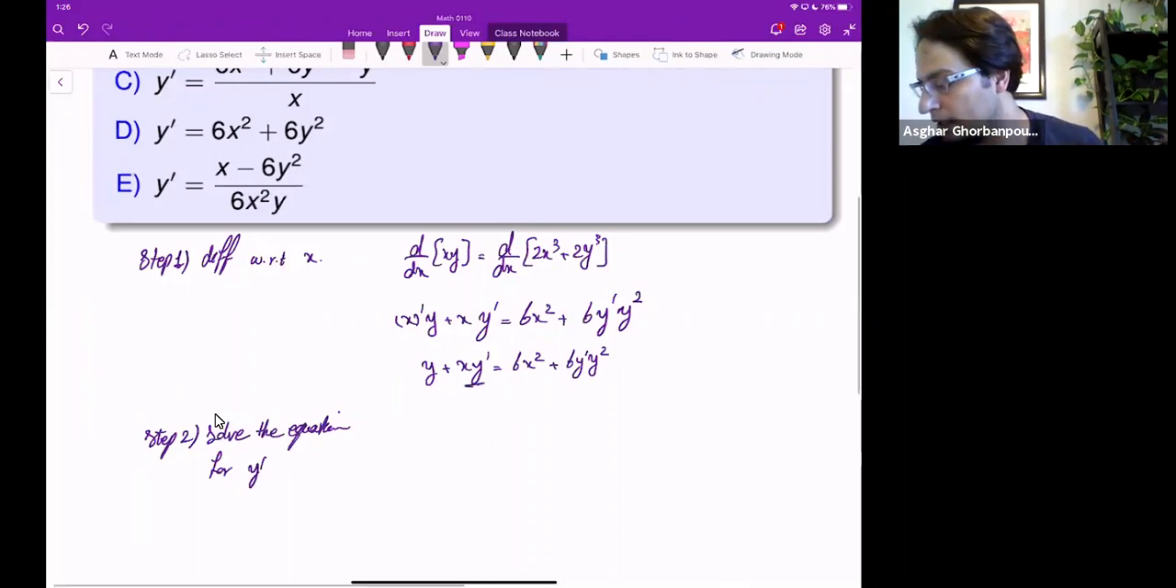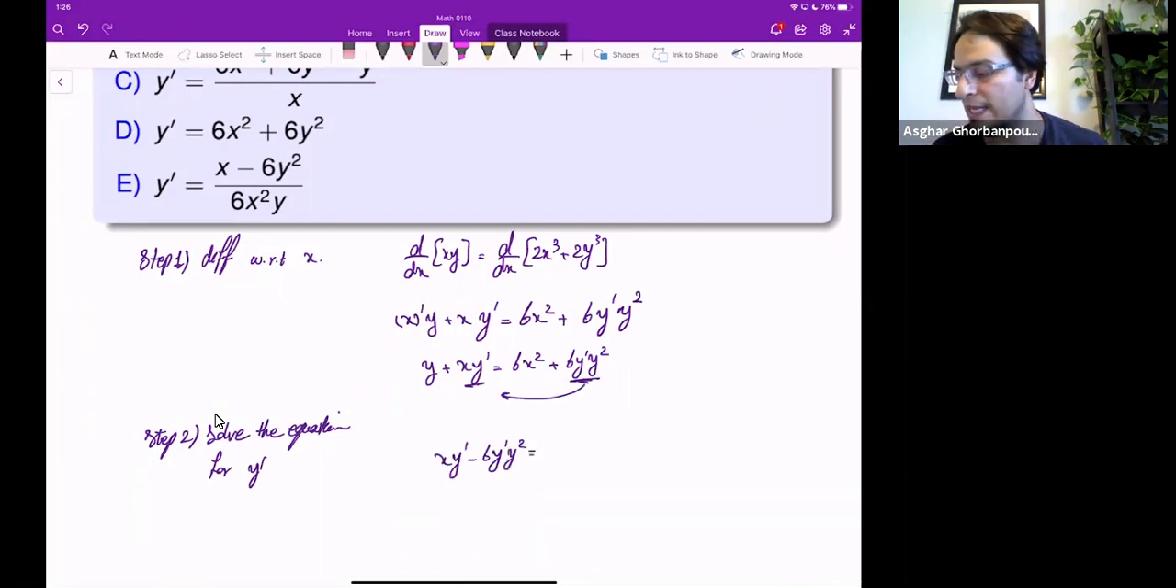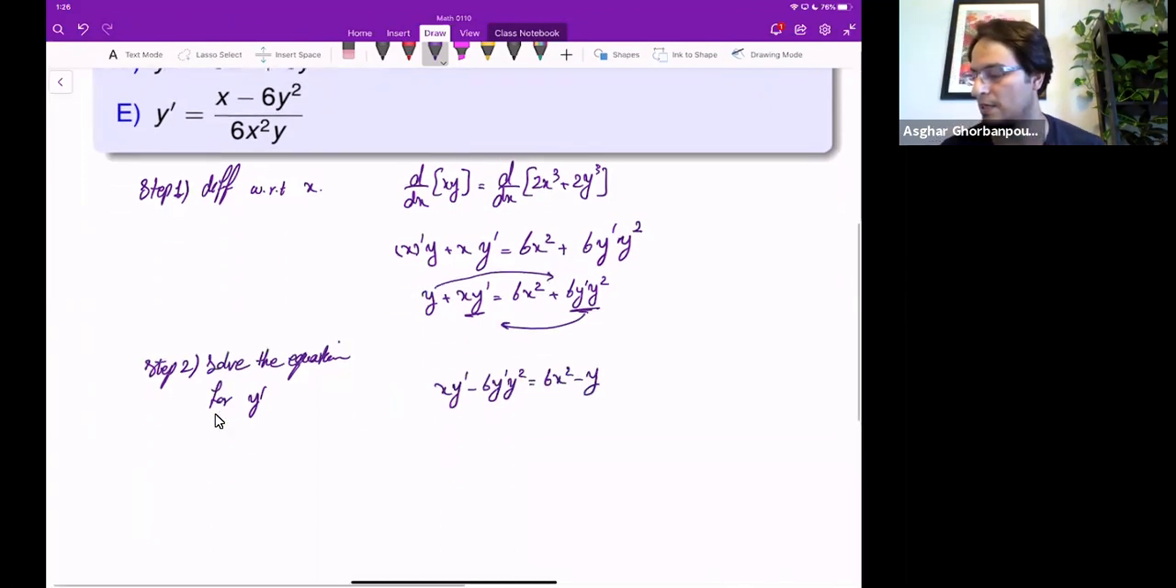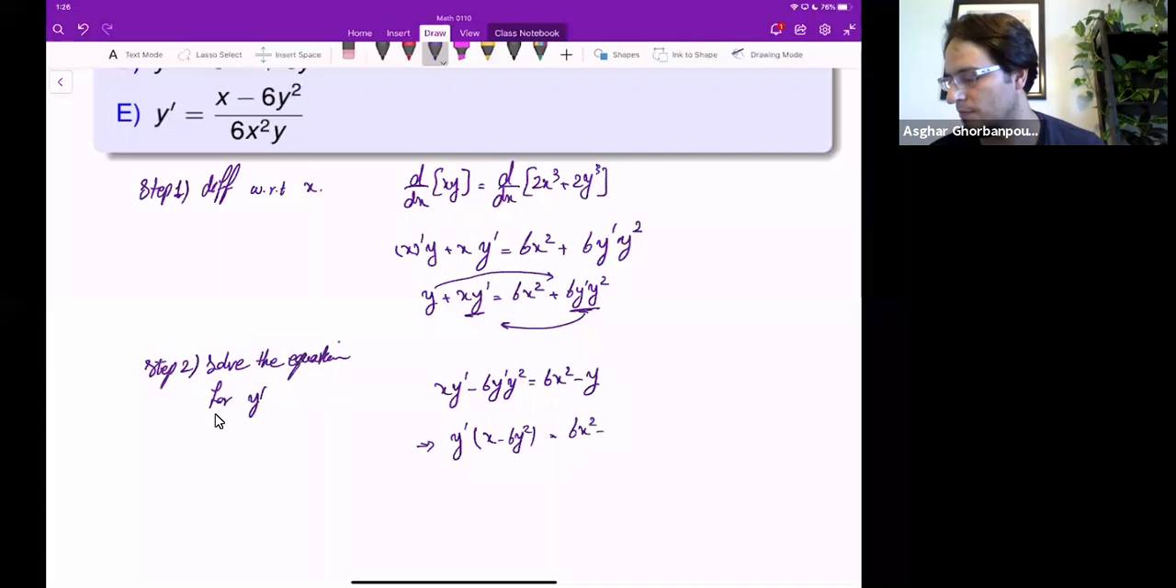So I have y here. I should take this one to the other side. So xy prime minus 6y prime y squared. And then take everything else to the right-hand side. So 6x squared minus y. Then factor out y prime. And then divide by the coefficient of y prime on the other side.